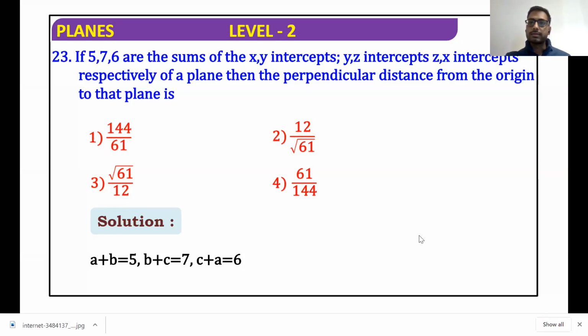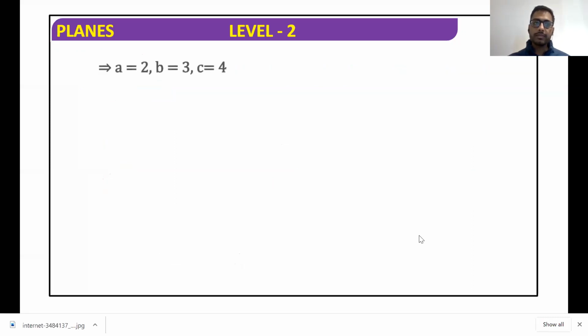And 6 is zx intercept, therefore c plus a is equal to 6. Solving, I get values of a, b, and c. Substituting them in the equation of plane, I get equation of plane as 6x plus 4y plus 3z is equal to 12. Therefore, value of d is equal to 12.